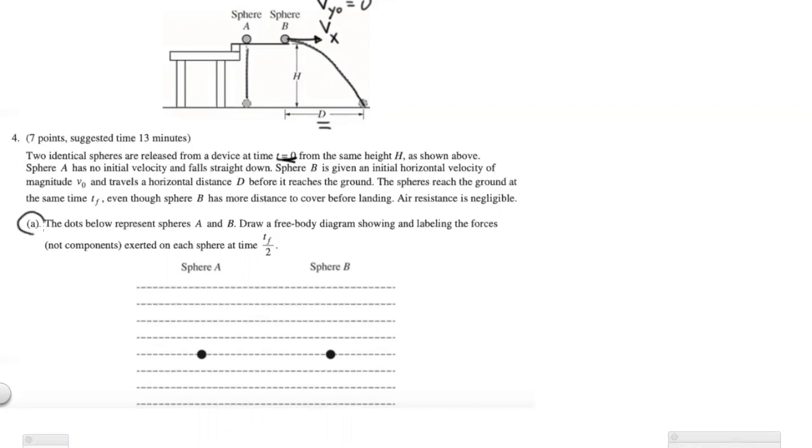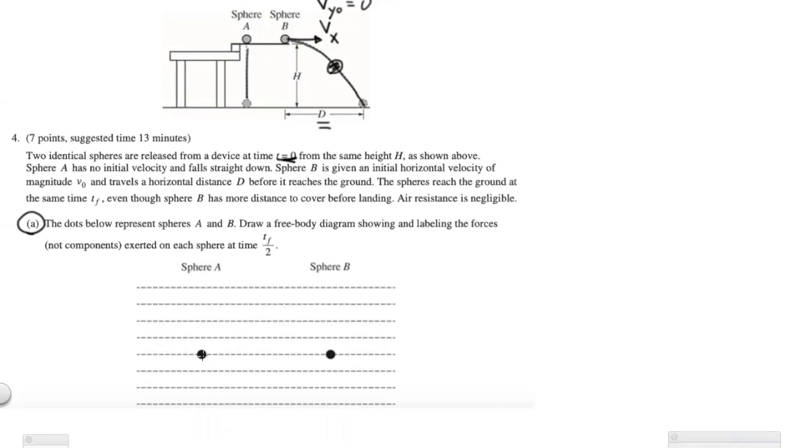Okay, so first question, A. The dots below represent spheres A and B. Draw a free body diagram showing and labeling the forces exerted on each sphere at TF over 2, which means halfway down. The total time in the air was TF, so TF over 2 would be somewhere like right in here. Not that that really matters, because the answer we're going to put down would be the same if we had done it here or if we had done it here. Anywhere on that trajectory, these force diagrams would be the same.